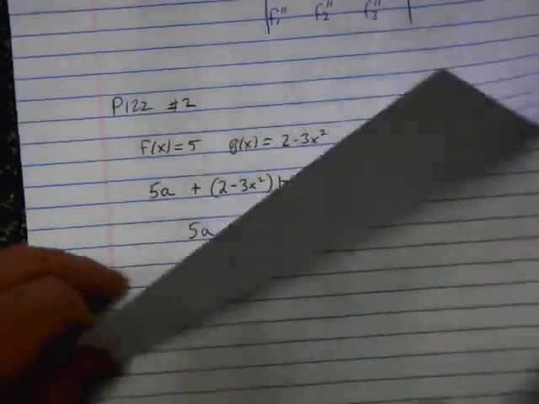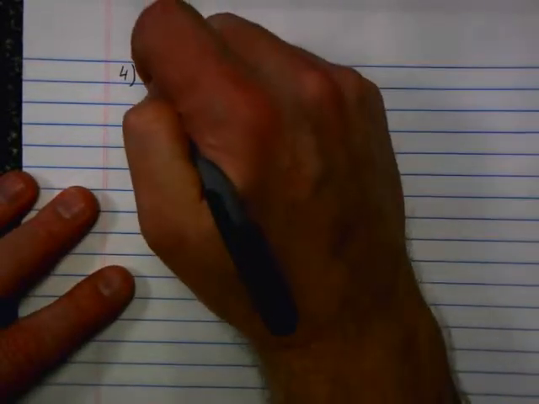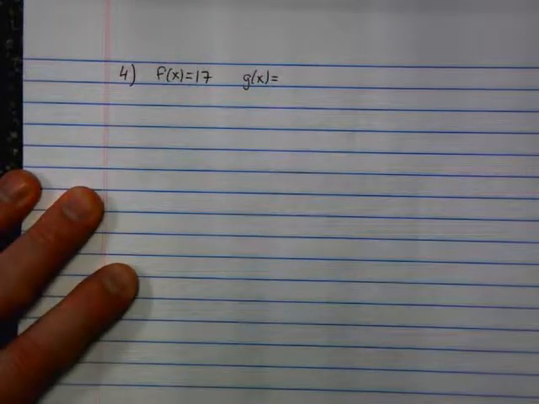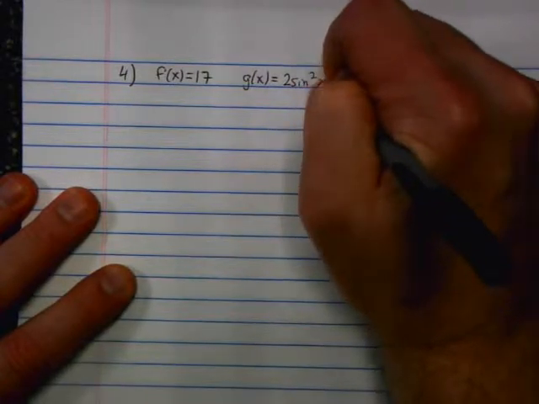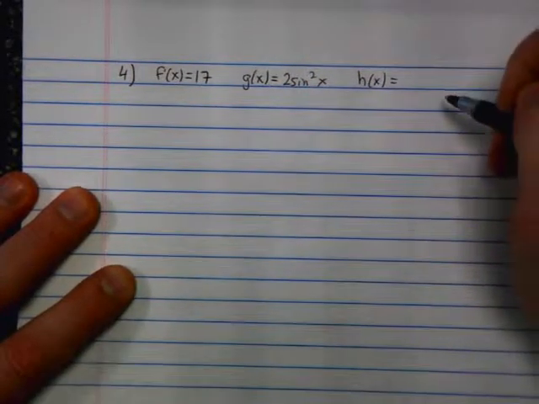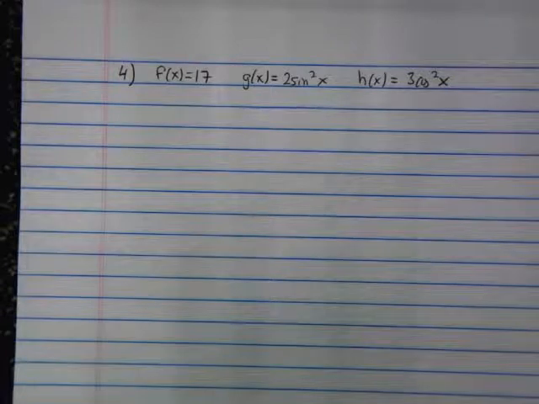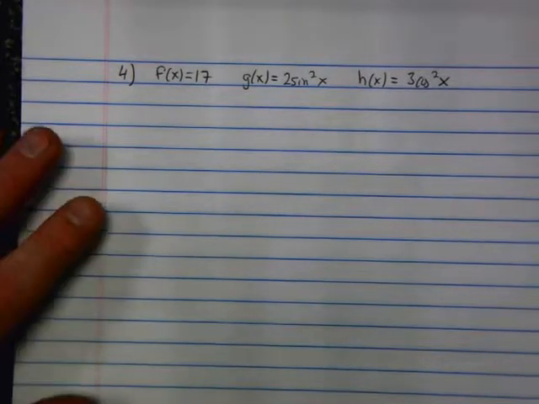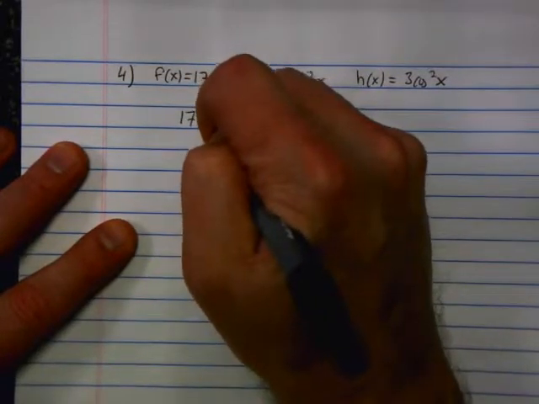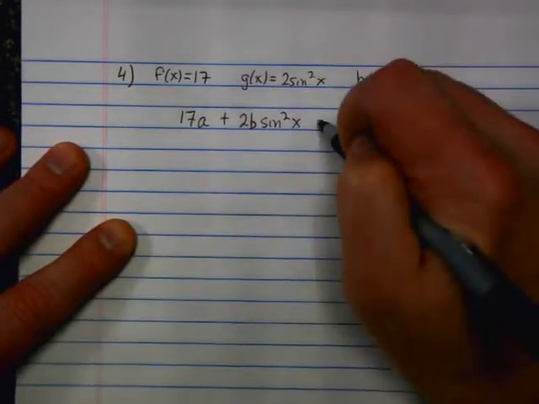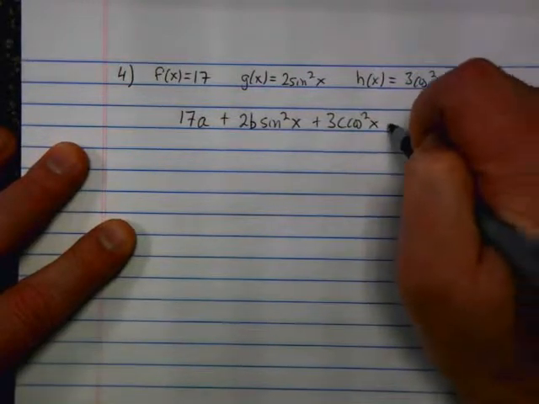All right. Well, let's see how clever you are then. We'll try another one. Number 4 has f of x equals 17, g of x is 2 sine squared x, and h of x is 3 cosine squared x. So again, what we really need to do is find 3 numbers a, b, and c. So that's 17a plus 2b sine squared x plus 3c cosine squared x adds up to 0.